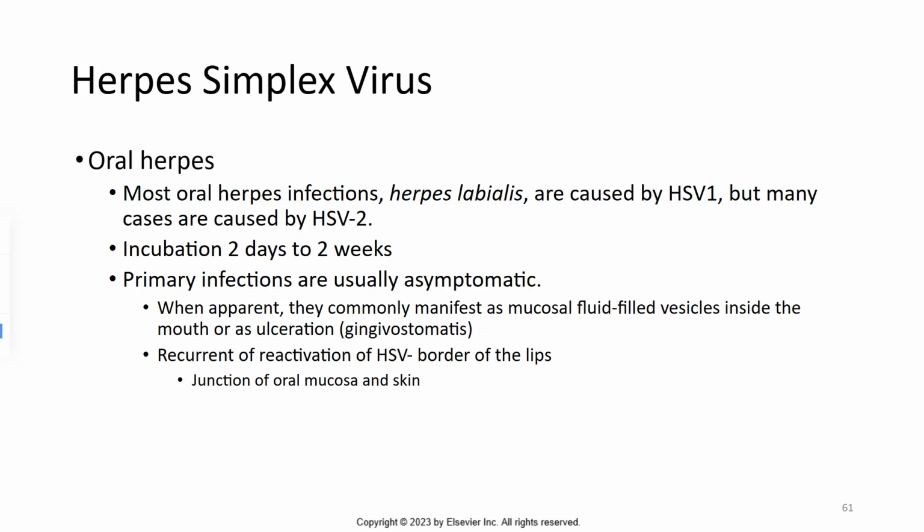Oral herpes. Most oral herpes infections are caused by HSV1, but many are also caused by HSV2, as I mentioned. Incubation is 2 days to 2 weeks from the time you actually get infected to the time you show symptoms. Primary infections are usually asymptomatic, so the first time you get infected, you usually don't have symptoms. Recurrent reactivation of HSV borders the lips. This infection can keep coming back throughout the course of a lifetime.